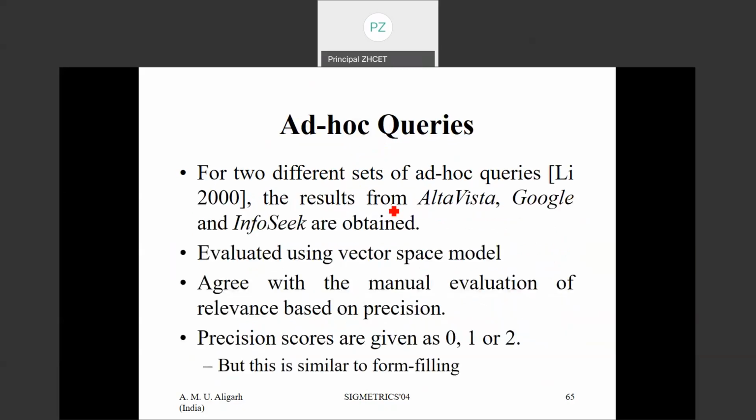Then people came up with two different sets of ad hoc queries. Lee in 2000 took the results from AltaVista, Google, and InfoSeek, evaluated using the vector space model. You know about it already. They agree with the manual evaluation of relevance based on precision. Precision scores are given as 0, 1, or 2, but this is similar to form filling. We are asking the user to fill whether it is relevant by factor 0, 1, or 2. So obviously this will be non-scalable.